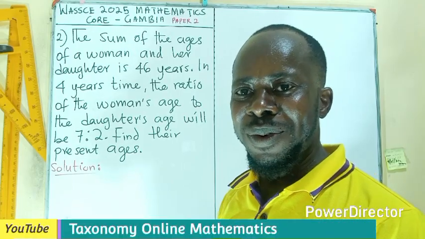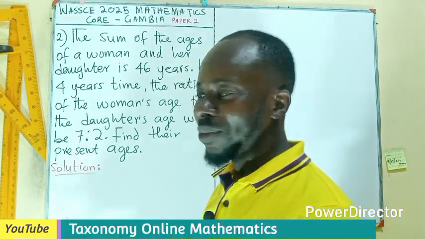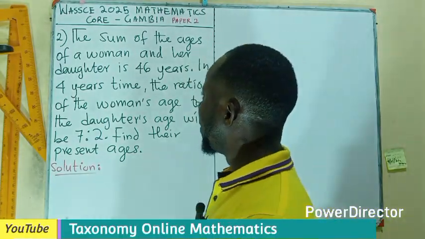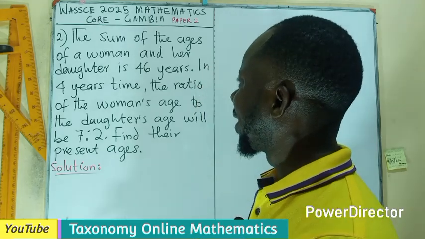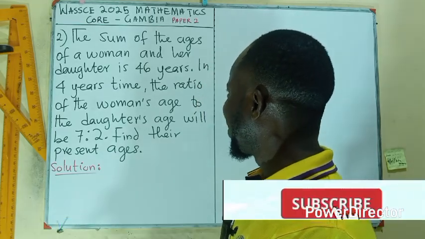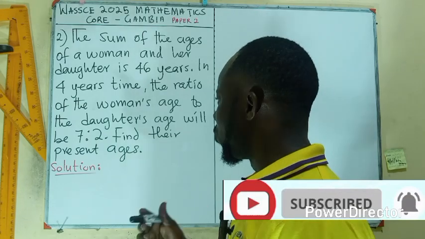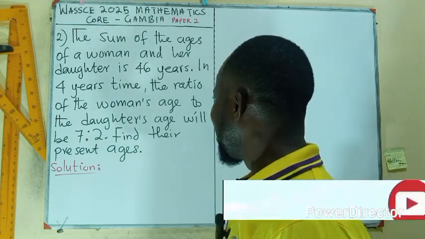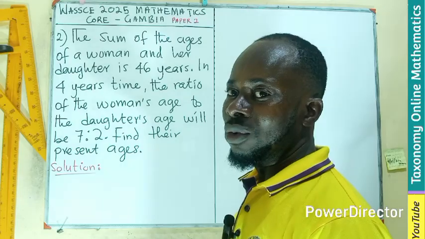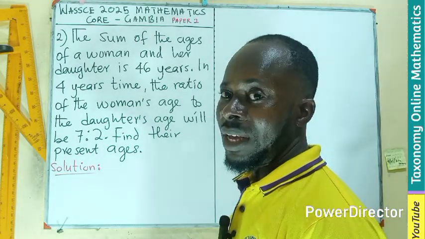Hello, welcome to question number 2 as the continuation. The sum of ages of a woman and her daughter is 48 years. In 4 years' time, the ratio of the ages of the woman to that of the daughter's age is going to be 7 is to 2. We have to find their present age.